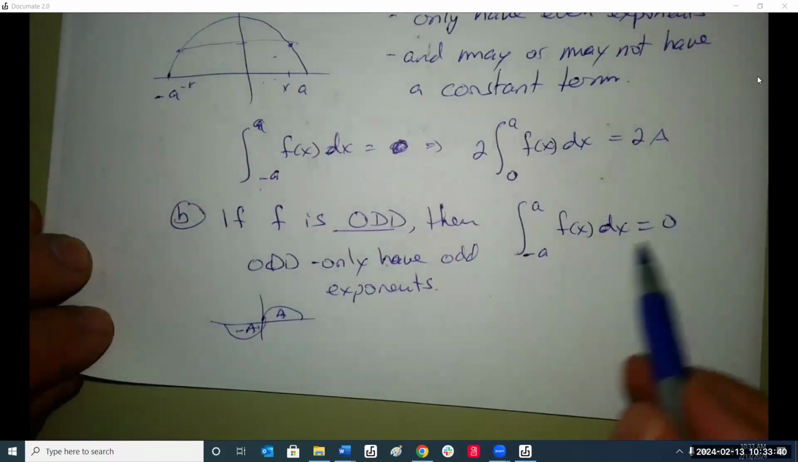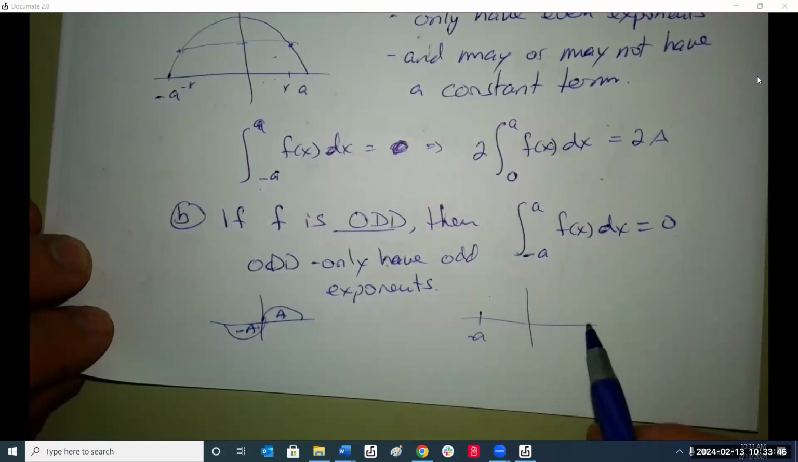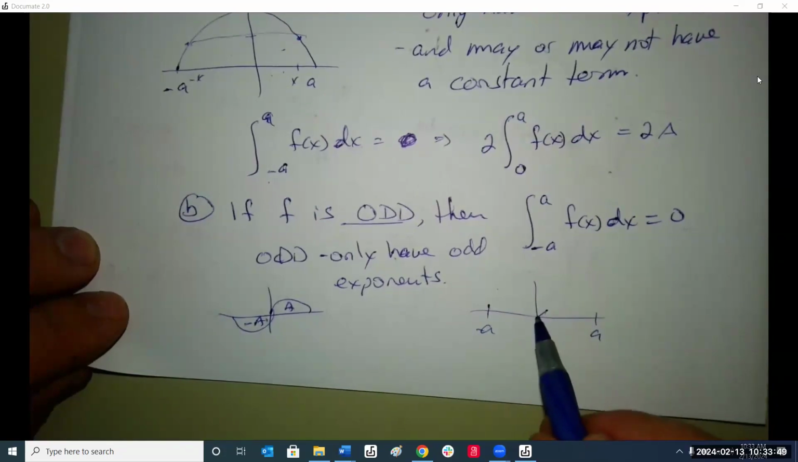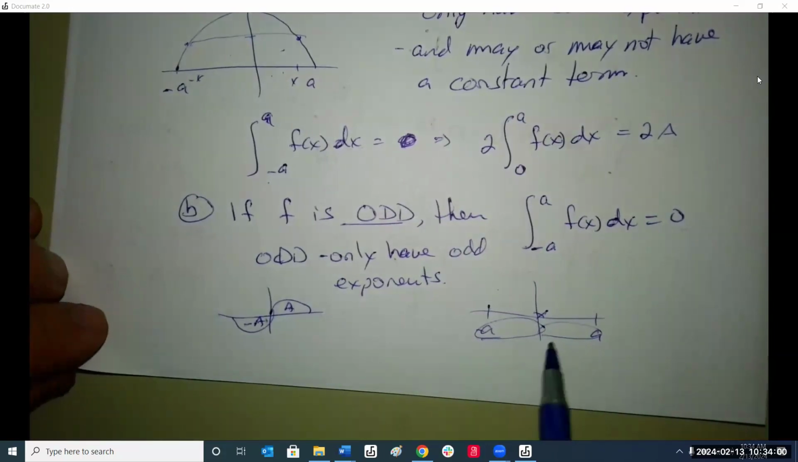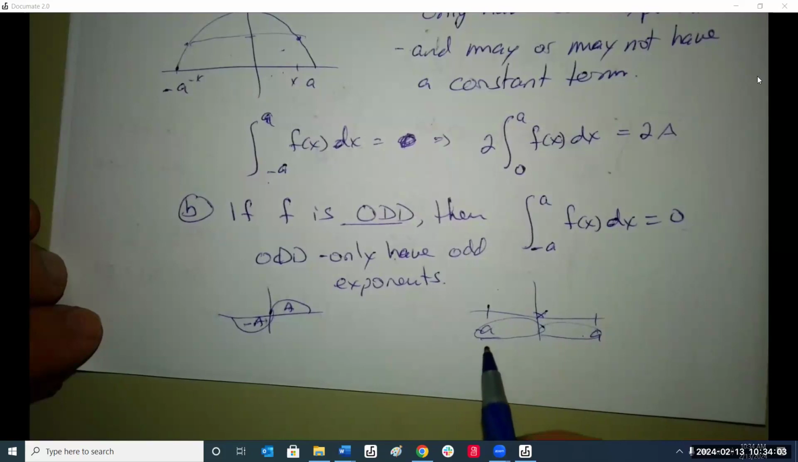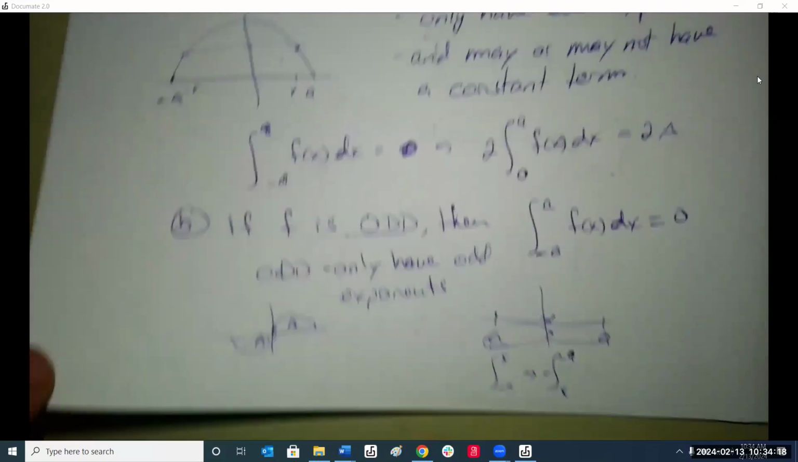So for this one, because it becomes 0, we find where, if between negative a and a it equals 0, we find where it crosses the x-axis, the x-intercept, and then we'll change the integrals from the first one and leave the second one alone. So this one, instead of going from negative a to x, would switch to x to negative a. And because that would change the sign of it, it wouldn't be negative anymore, it'd make it positive. All right, let's look at the example.